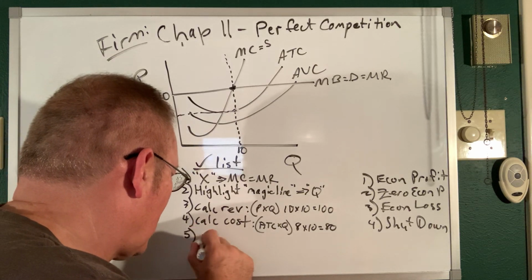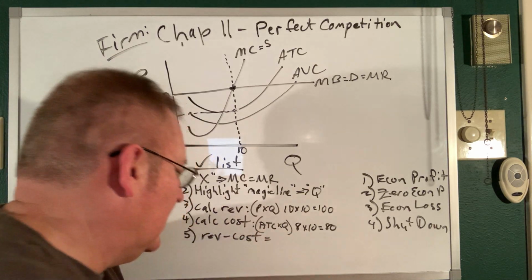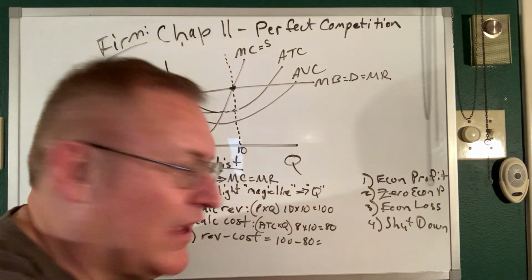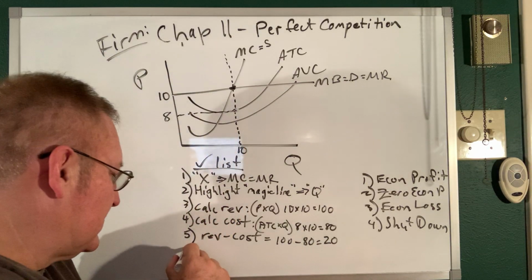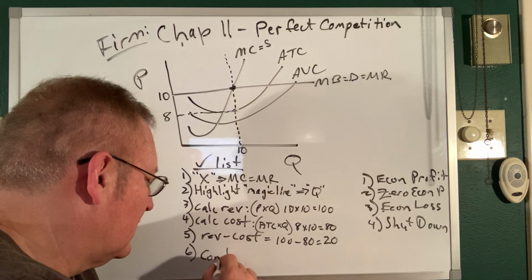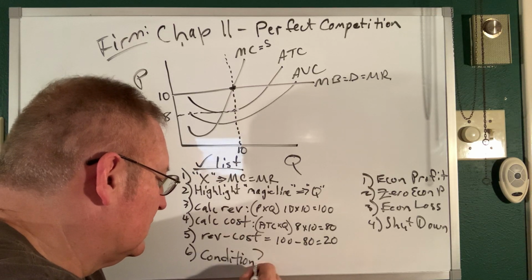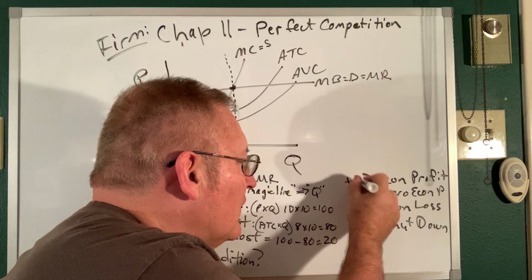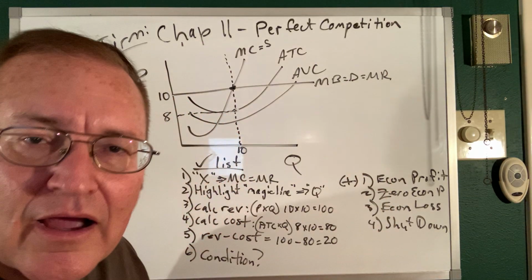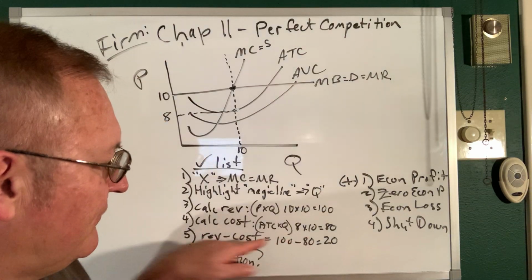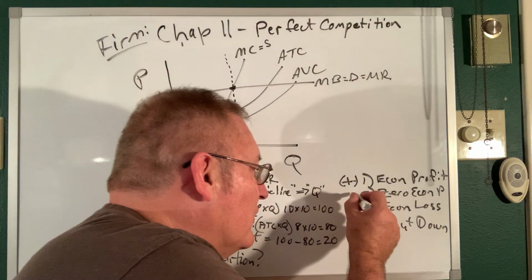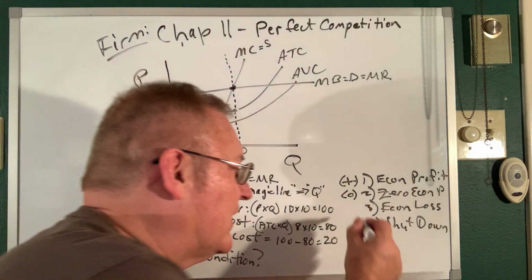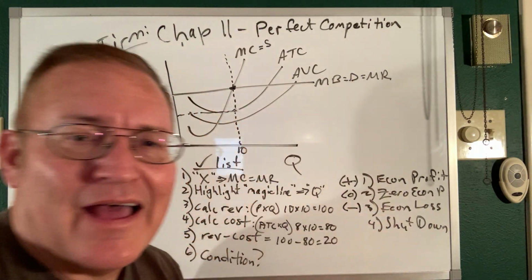Step 5, revenue minus cost. In this case, our revenue is 100, our cost is 80, so 100 minus 80 is 20. Number 6 is figure out the condition. Now, here's the condition. If this number is positive, then you have positive economic profit, okay? If you subtract this and it comes out to 0, then you have 0 economic profit. If you go through this exercise and it's negative, you have economic loss.